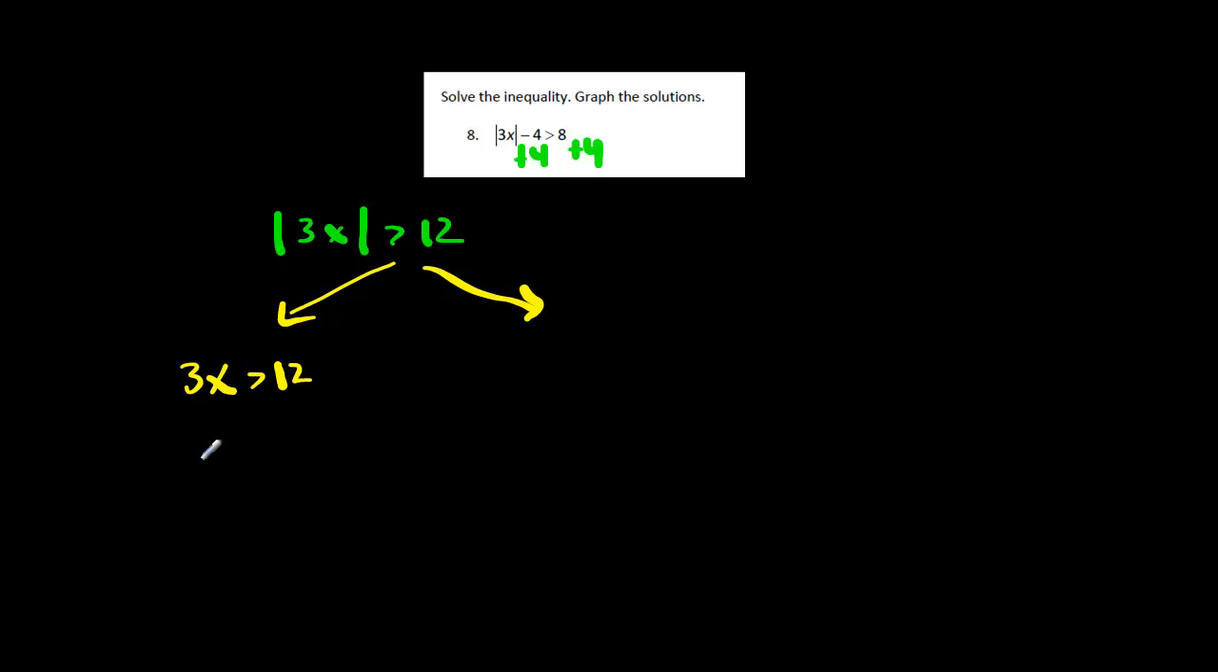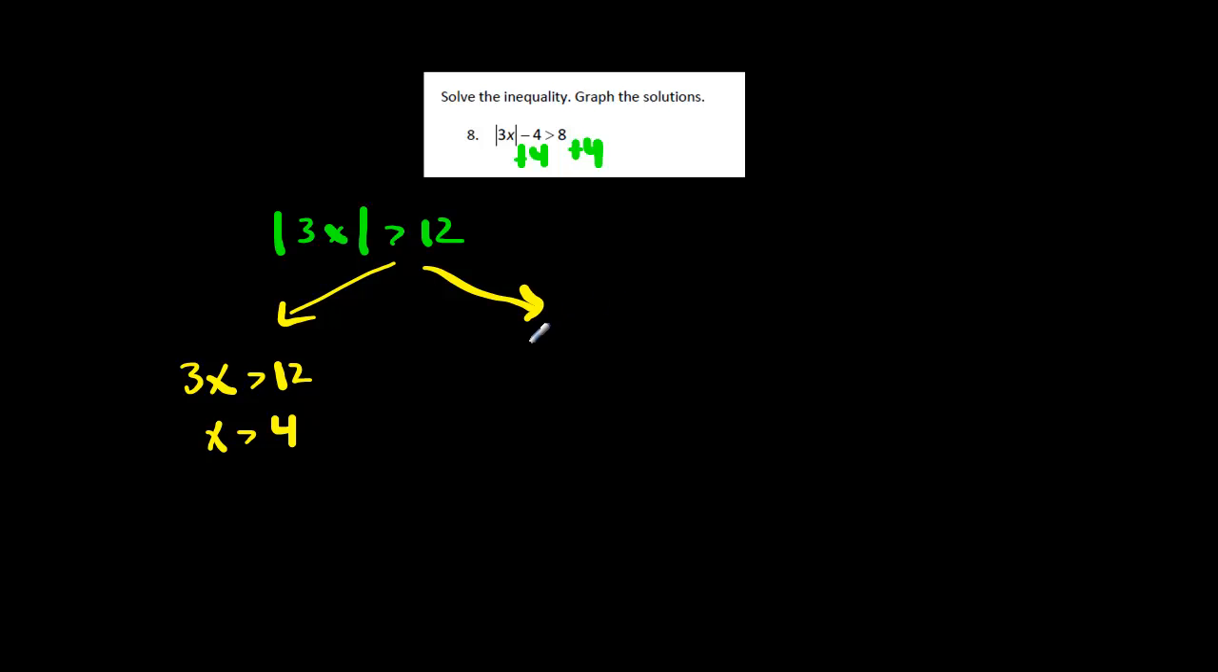Solving the inequality. First things first, we need to isolate the absolute values. What we're going to do is add 4 to both sides. So I'm going to have the absolute value of 3x is greater than 12. So I'm going to split that up. The first one I'm going to have is exactly how I see it from left to right. 3x is greater than 12. That means x is greater than 4.